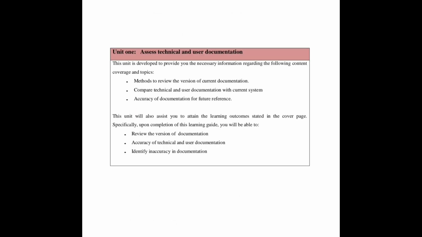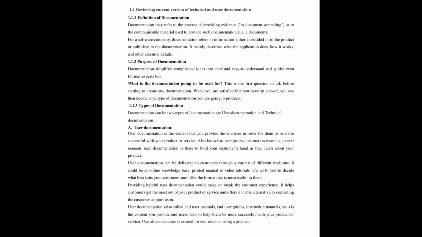Web Development and Database Administration Level 2, Module: Updating and Documenting Operational Process 1. Assist technical and user documentation. 1.1 Reviewing current version of technical and user documentation. 1.1.1 Definition of documentation. Documentation may refer to the process of providing evidence to document something, or communicable user to provide such process documentation. Example: documentation for software refers to information embedded in the product or published documentation. It mainly describes what the application is, how it works, and other essential information.